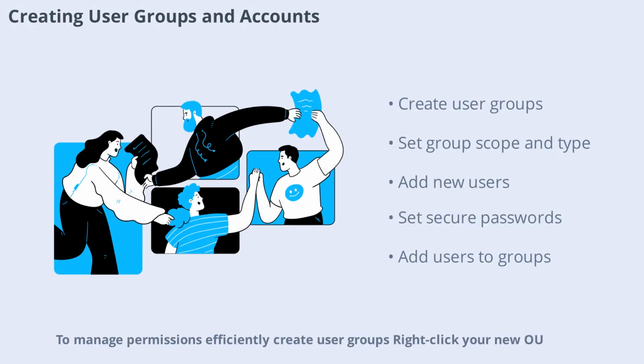To manage permissions efficiently, create user groups. Right-click your new OU, select New, then Group. Name it, set the scope to Global and type to Security. Next, create user accounts by right-clicking the OU, selecting New, then User. Fill in user details, set a password, and require the user to change it at next logon for security. Finally, add users to groups so permissions are managed collectively, not individually.